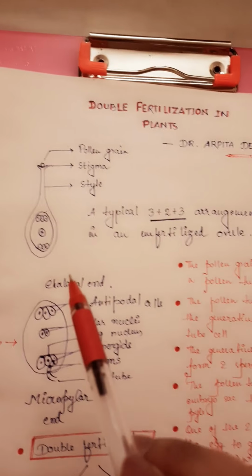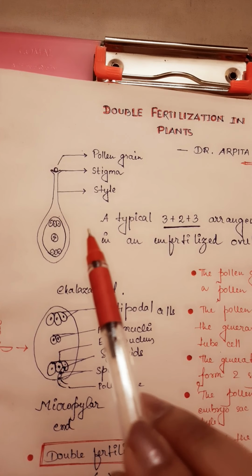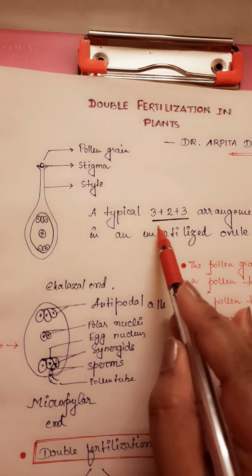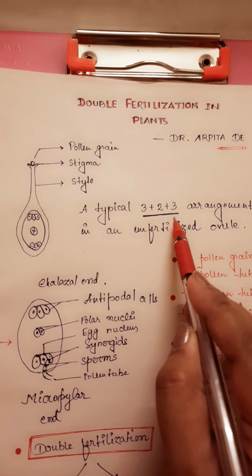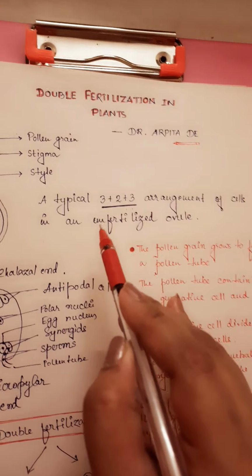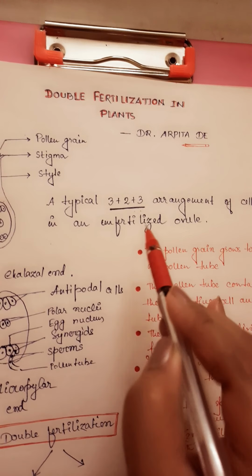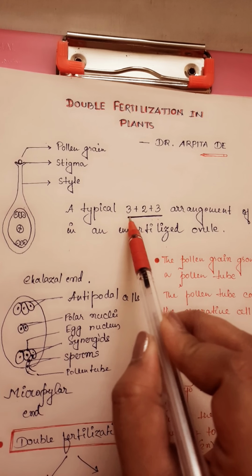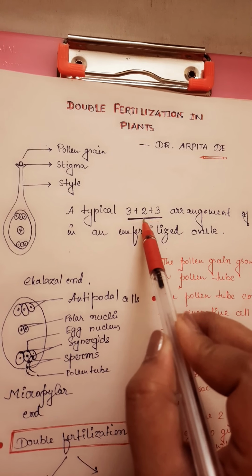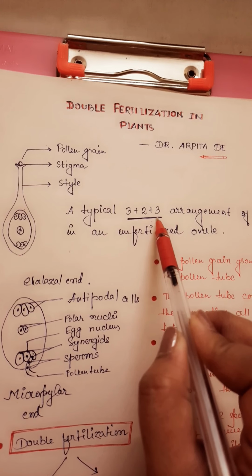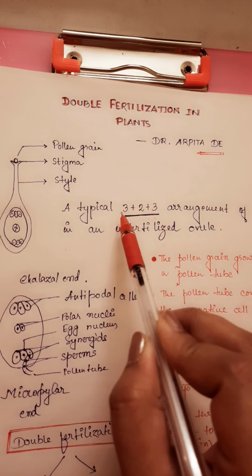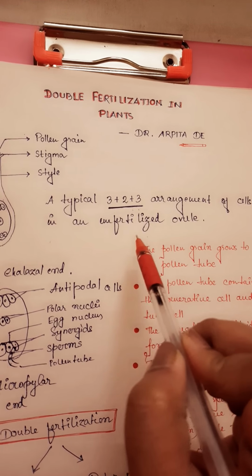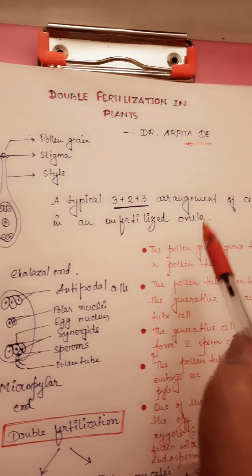This embryo sac houses three different types of cells. We see this typical 3+2+3 orientation or arrangement of cells in an unfertilized ovule. Here we see 3 antipodal cells, 2 polar nuclei, 2 synergids and 1 egg cell. This gives the 3+2+3 arrangement of cells in an unfertilized ovule.